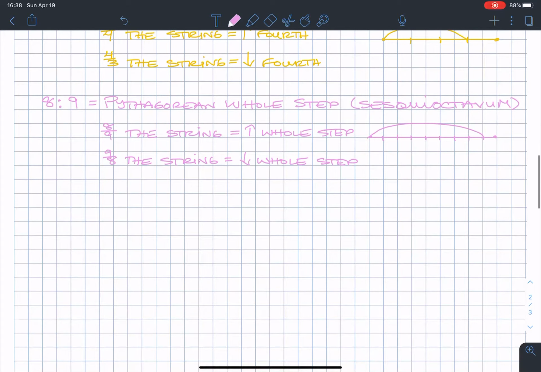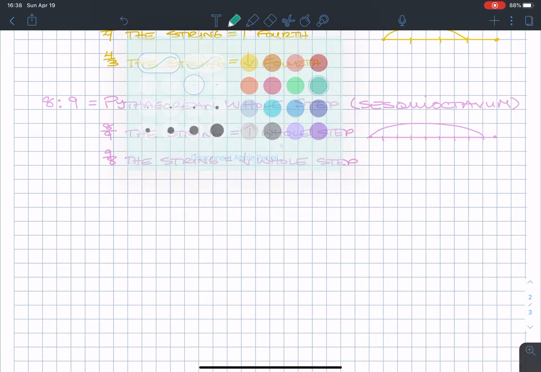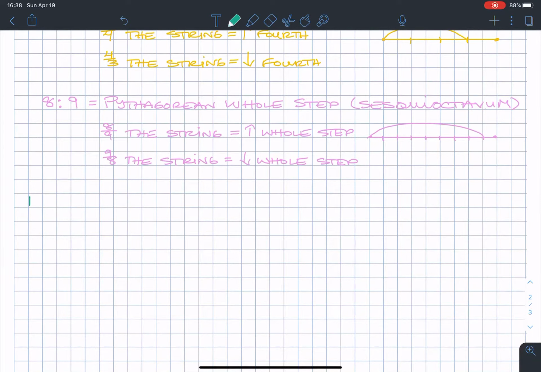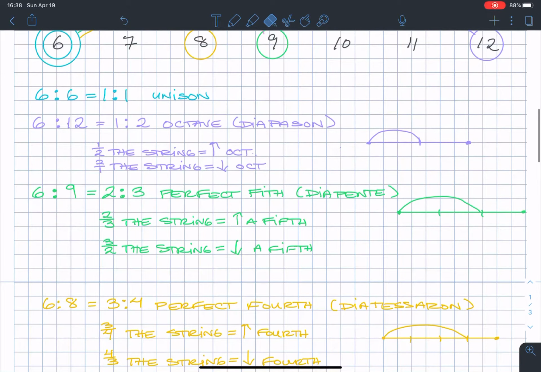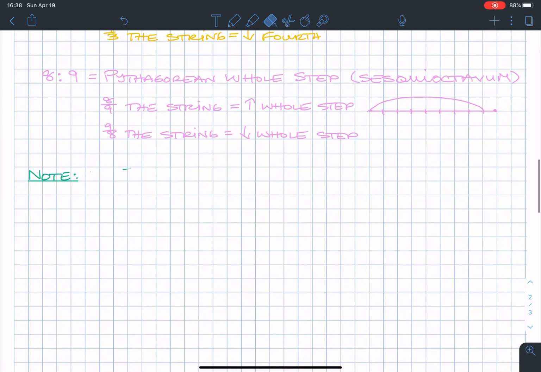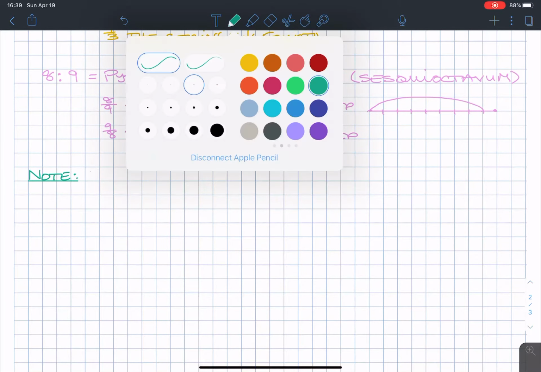Okay, so let's note something. Note: if I first go up a fifth, actually maybe I should color code it. What was the fifth? The fifth was green, okay. So let's go up a fifth.